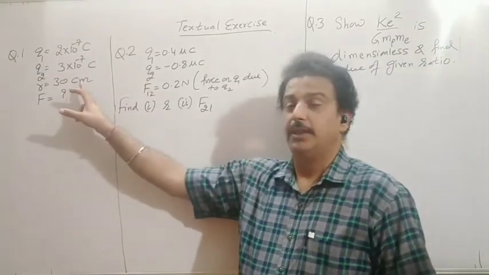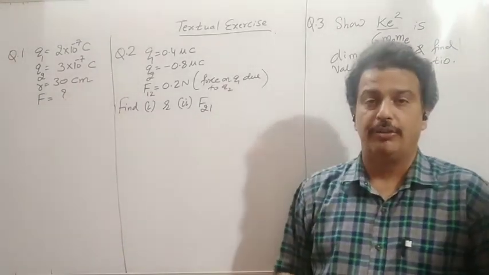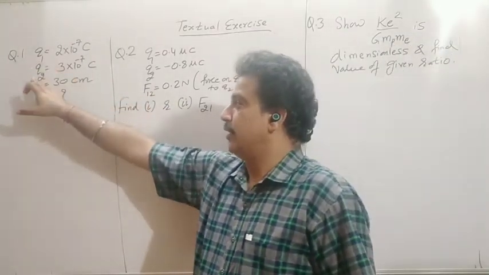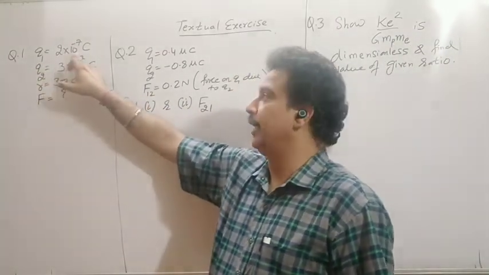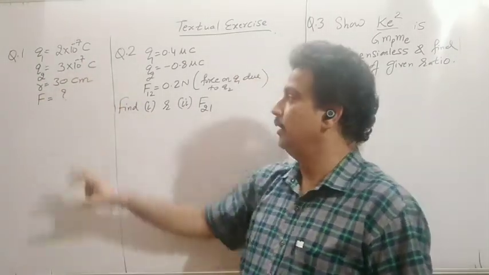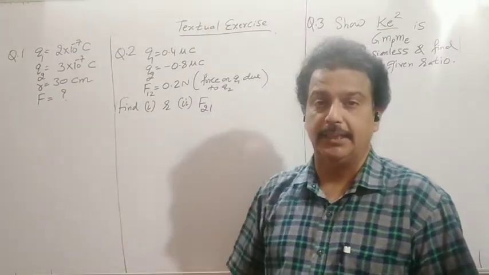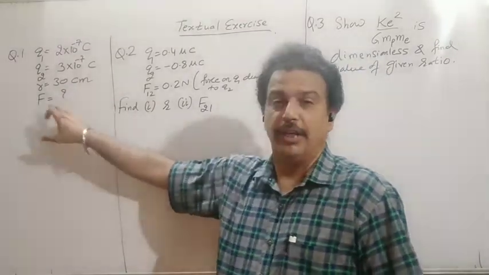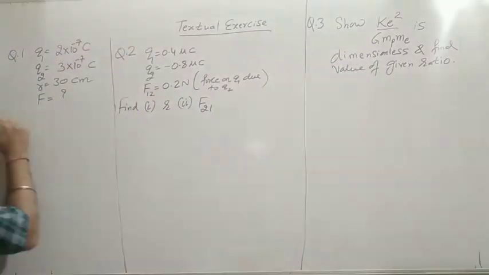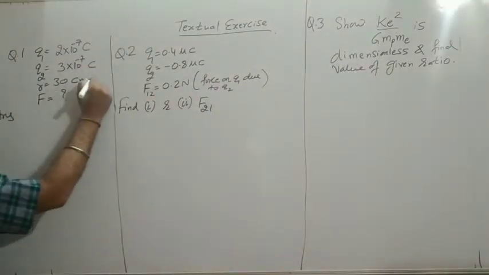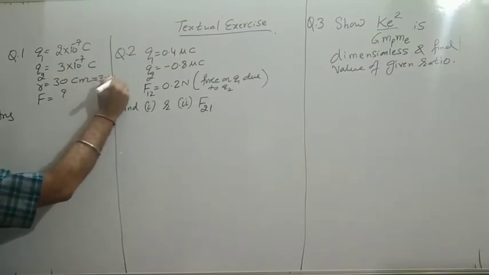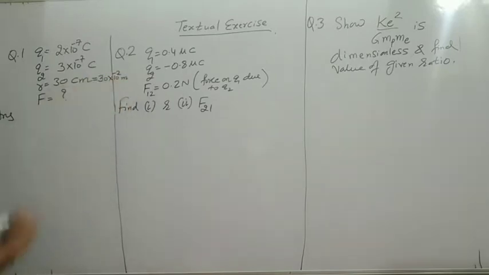Now the first sum, which is the direct application of Coulomb's law. Now let us see what is given. Two charges having magnitude 2 into 10 raised to minus 7 coulomb and 3 into 10 raised to minus 7 coulomb are separated by 30 centimeter, and you have to find out the force of interaction between them. So clearly the first step is this 30 centimeter should be converted into the meter, so that is 30 into 10 raised to minus 2 meter.